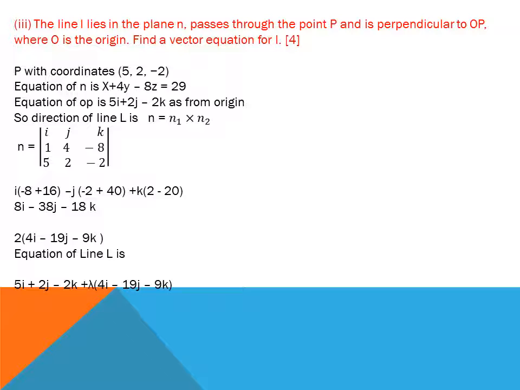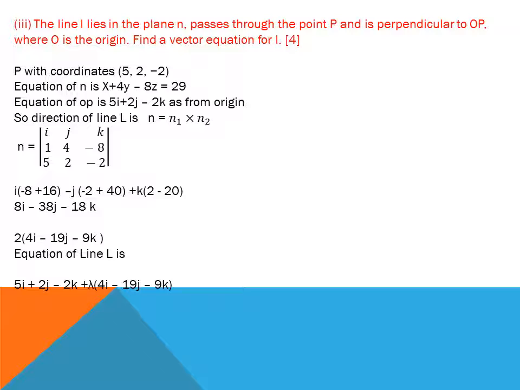So direction of line L, N, is equal to N1 cross N2. N1 is the direction of OP and N2 is the direction of the plane N. Here I use cross product by using the simple matrices method. N is the direction of the line L. I, J, K, first N1 is equal to 1, 4, minus 8, direction of the equation of N, then the direction of OP is 5, 2, minus 2.